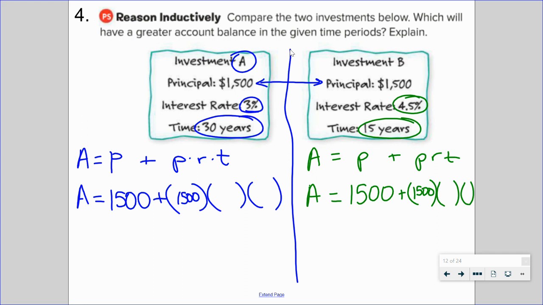All right, 3% on the left means 300ths exactly, not 3,000ths. Don't put that decimal in the wrong place. 30 years. Versus the other side, we only have 15 years, but be careful with this 4.5%. If it said 4%, it'd be 400ths. It's got 4.5. So we've got 0.045. Now, pause if you want. You may calculate it on your own if you wish.